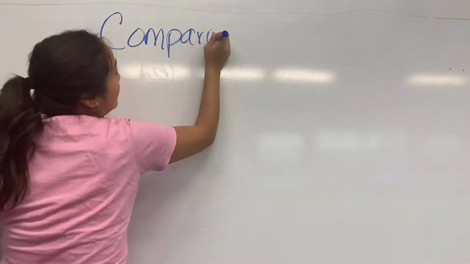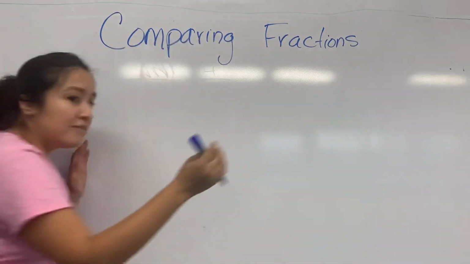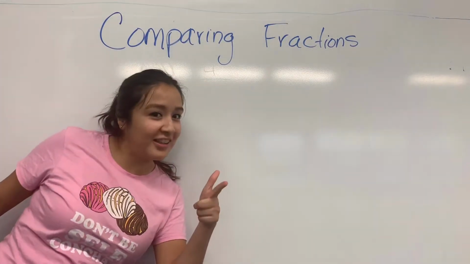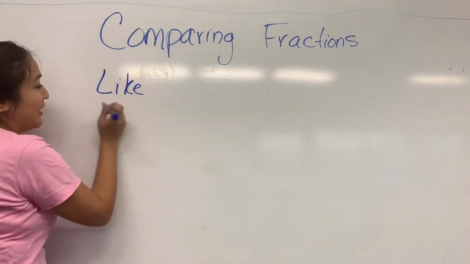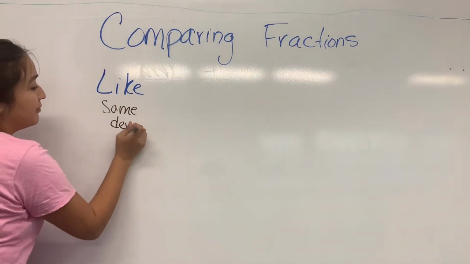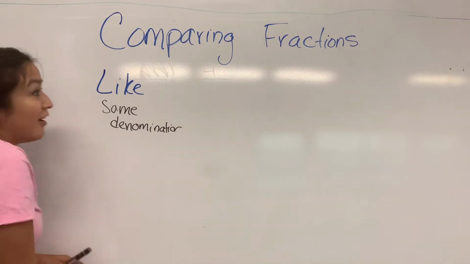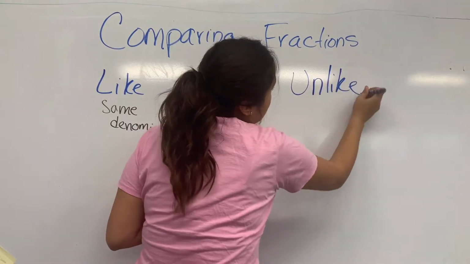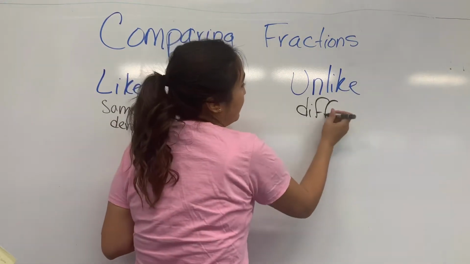Comparing fractions. We're going to compare like and unlike fractions. Like means same denominator, and unlike means different denominators.